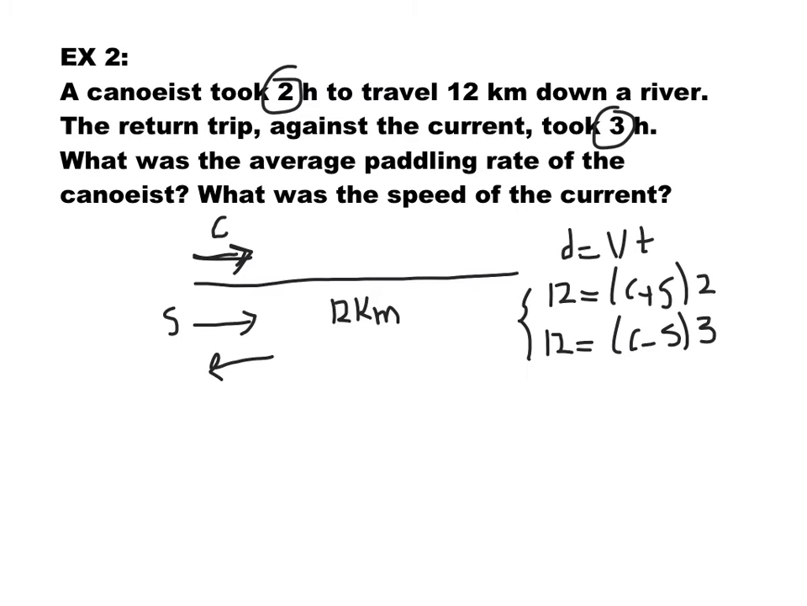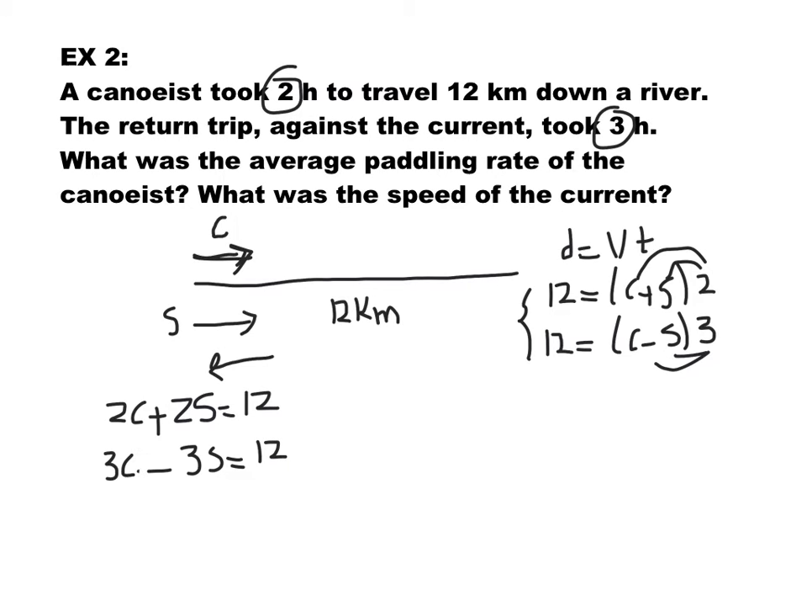So now I use the distributive law. I'm going to multiply 2 inside. I get 2c plus 2s is equal to 12. Now multiply 3 inside. I get 3c minus 3s is equal to 12. Now to solve this one again, I'm going to use elimination.